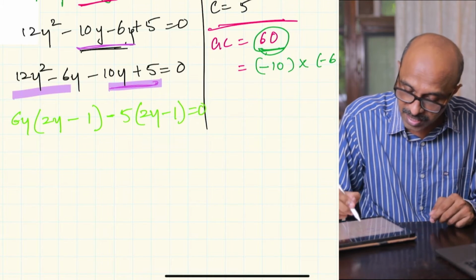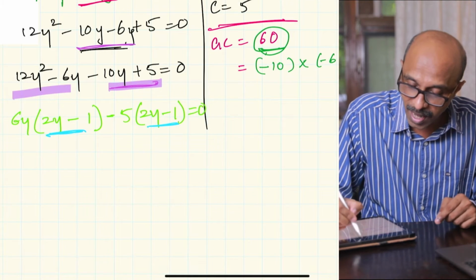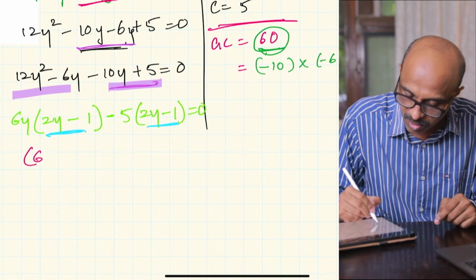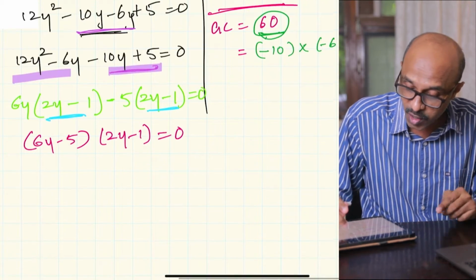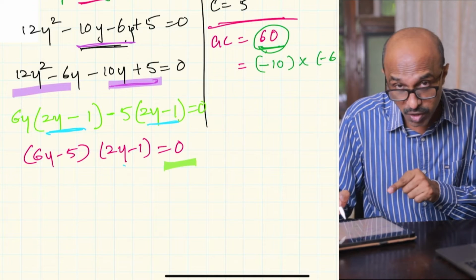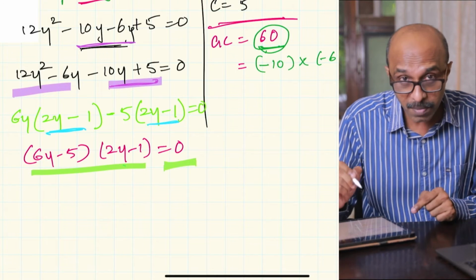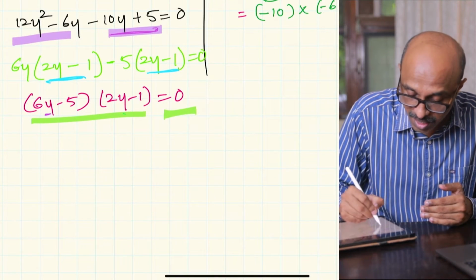So that same factor that you get here will come along here with the same sign. Now we find the factors. We get 6y minus 5 and 2y minus 1 is equal to 0. Now this is an equation. If it were only a quadratic expression and not a quadratic equation, remember there's an equal to 0 here, we should just stop here. But because it's an equation, we have to go ahead and find the value of the variable. In this case, it's y.